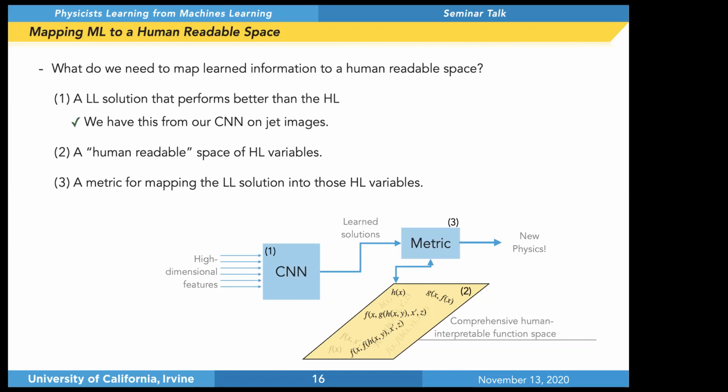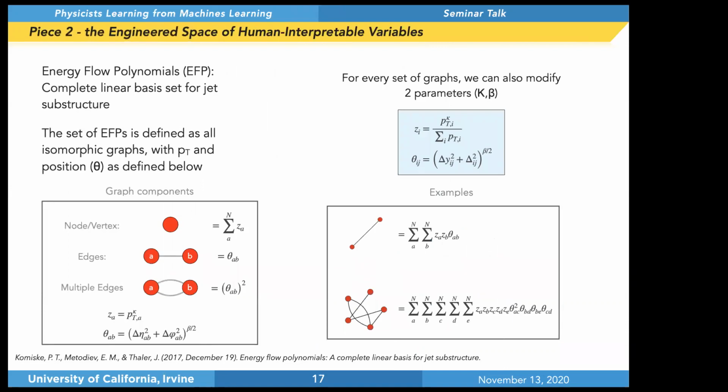So like I said, the first aspect of this we already have. This is the low-level CNN on jet images. The second component is the human engineer, or the human interpretable space. One of the reasons that we are collaborating with Jesse Thaler from MIT is that they have this nice paper where they present a complete basis of jet substructure, these energy flow polynomials. There is an infinite set of jet substructure observables that in principle should, if the information exists as a simple 1D jet substructure observable, exist as one of these energy flow polynomials.